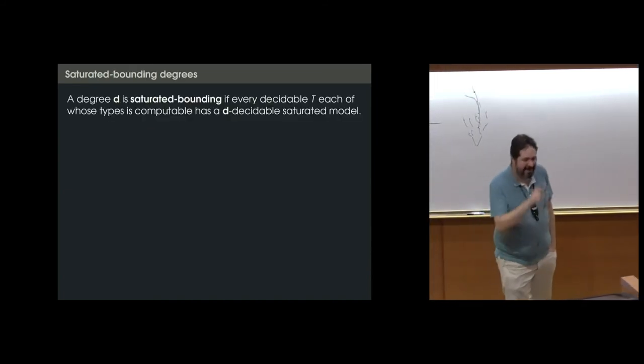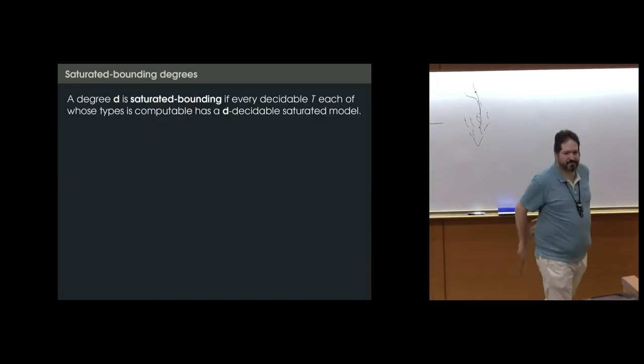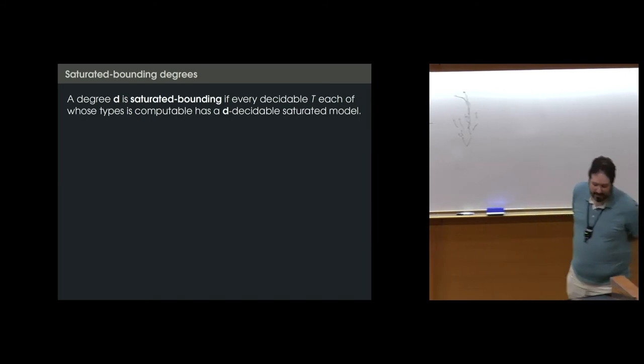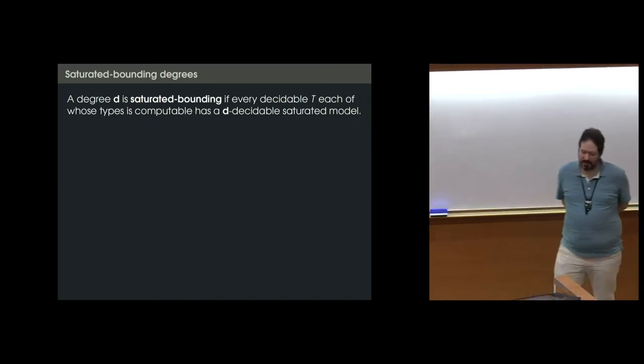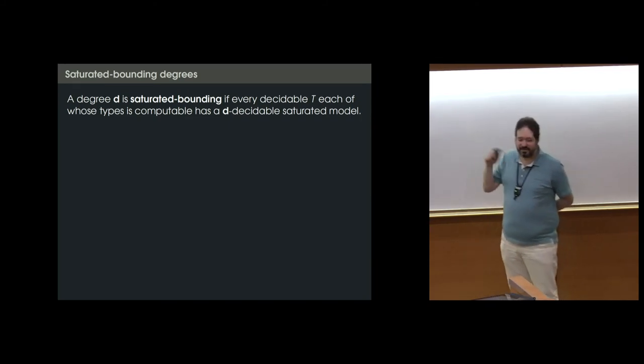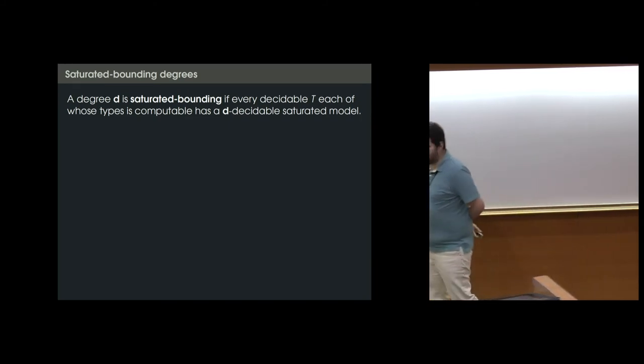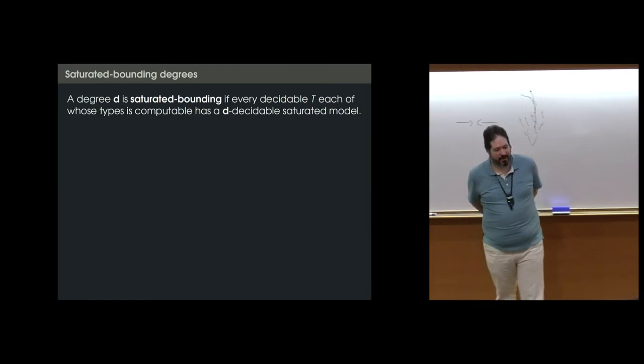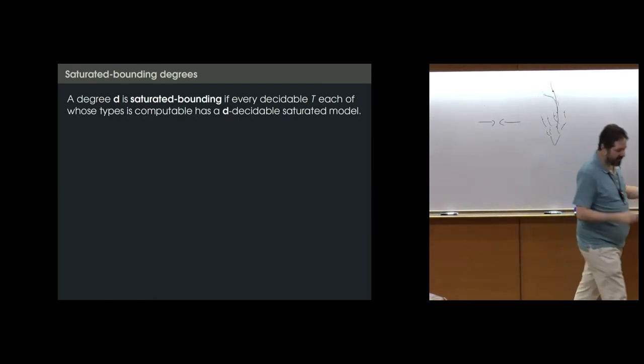Okay, my last slide here. Let's call a degree saturated bounding if every decidable theory, each of whose types is computable, has a d-decidable saturated model. So why am I defining it this way? Well, if you want to build a saturated model of a theory, now, of course, there are some conditions on the theory.